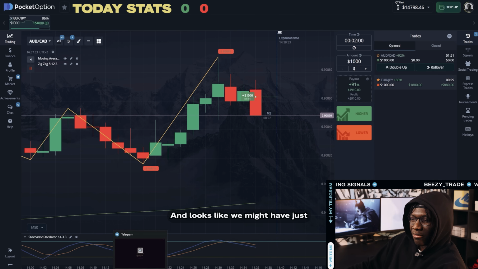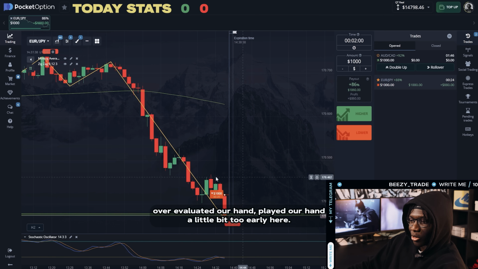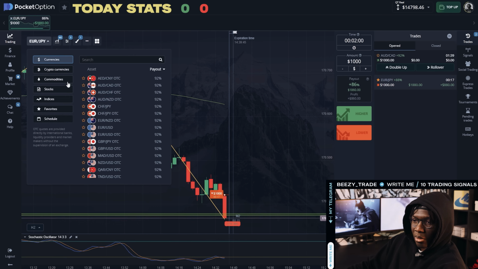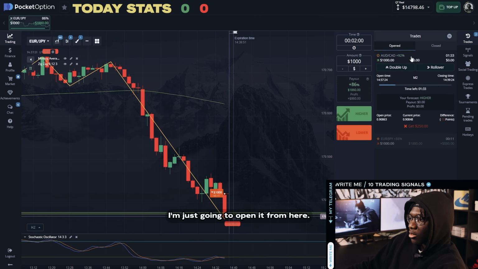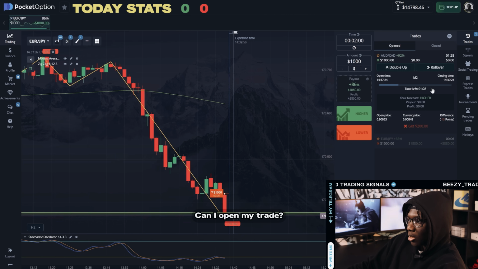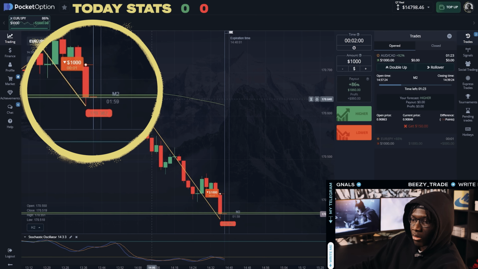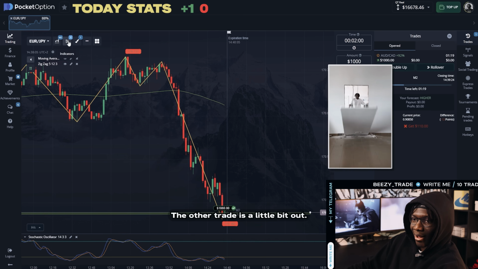It looks like we might have just over-evaluated our hand, played our hand a little bit too early. Here we're good, but on the pair Euro Canadian dollar, I'm just gonna open it from here. Can I open my trade? So, no. We get profit on one of our trades. The other trade is a little bit out.